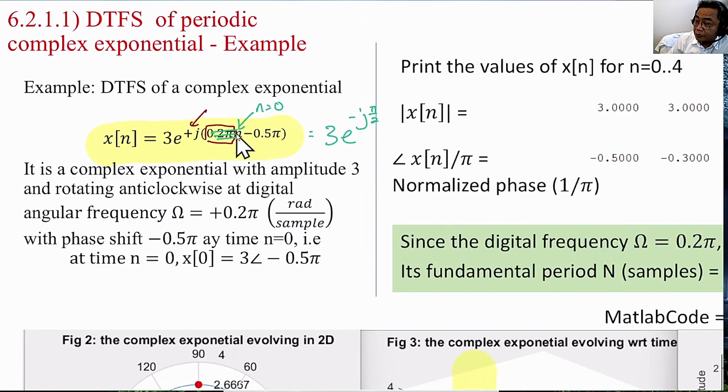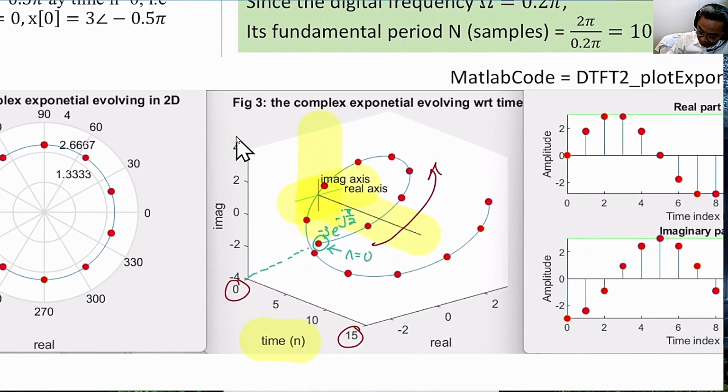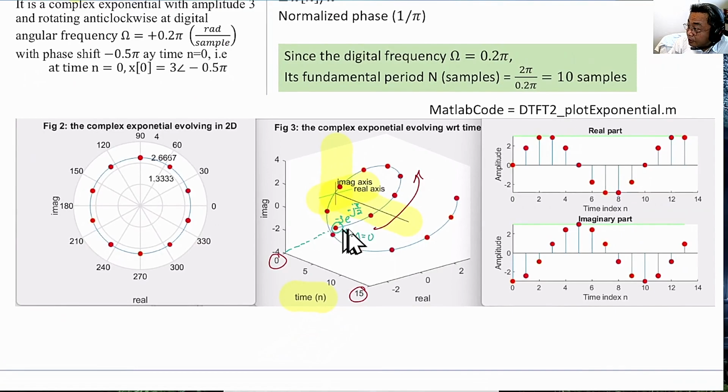In fact, if you substitute different n, you would be plotting this phasor that is rotating anti-clockwise with magnitude 3 with different phases. You can plot the real part and the imaginary part as well, or if you prefer, a polar plot. Now in a polar plot, because the phasor is rotating over itself, you have no idea where n equals 0 is. So let me show you where n equals 0 is.